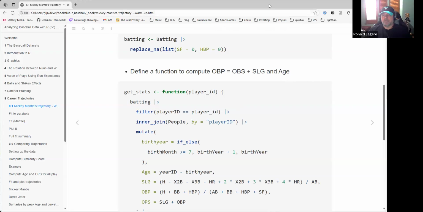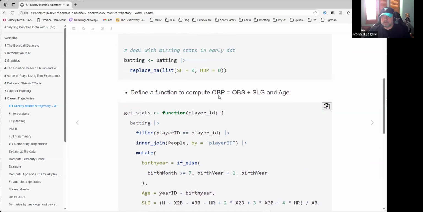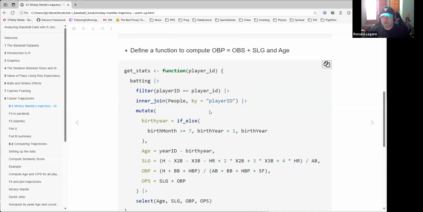In any event, we want to calculate this OPS, which is OBP plus slugging. What does OBP stand for? Anyone know? Oh, it's a typo, what this should say is OPS. OBP is on base percentage. So I meant to say OPS, which is actually in here.